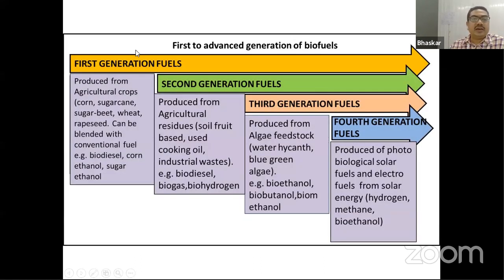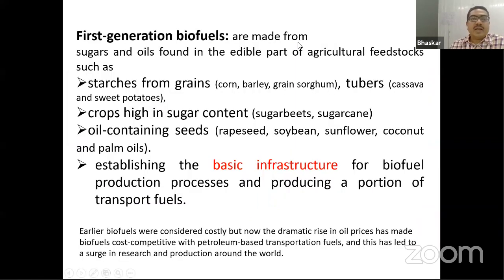So if we see the comparison of these fuels, first generation, second generation, third and fourth generations, we get different types of products from these fuels. The fourth generation comes from photobiological solar fuels and electrofuels from solar energy, which are basically hydrogen, methane, and bioethanol. So we have now moved to fourth generation fuels.